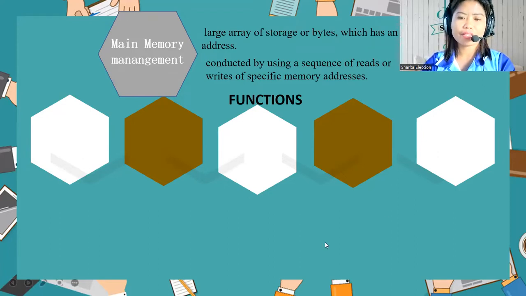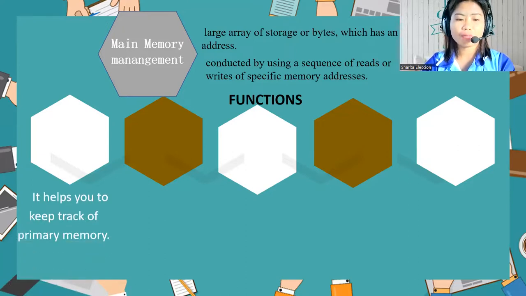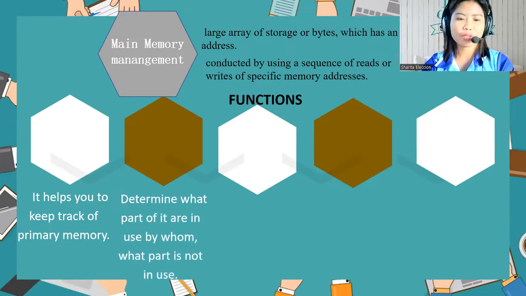So we have here some functions. Functions of the main memory management. It helps you to keep track of primary memory. So your primary memory is your random access memory in your computer system. The next one, determine what part of it is in use by whom, and what part is not in use.